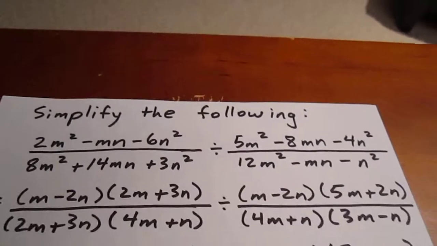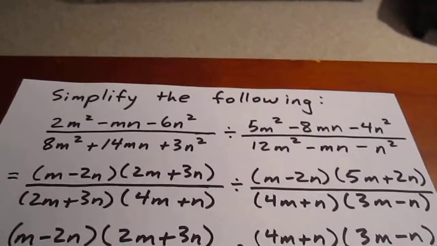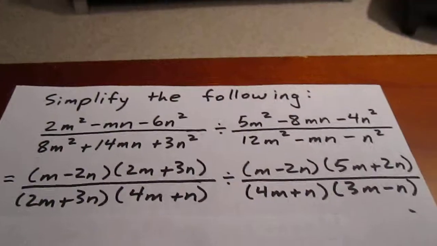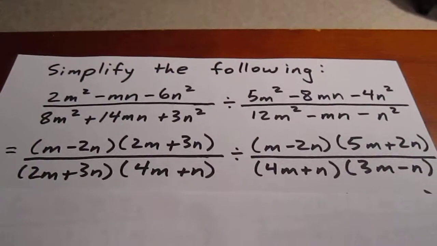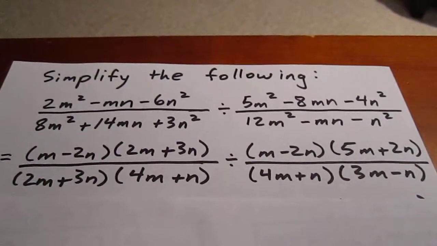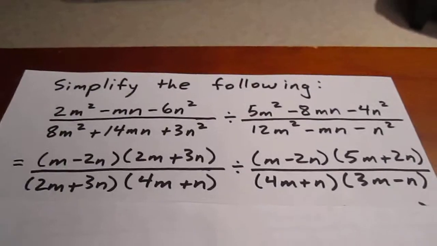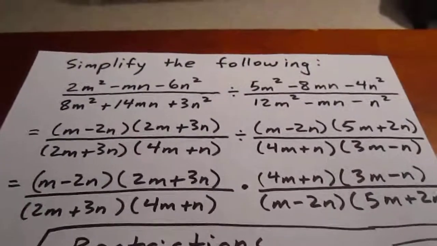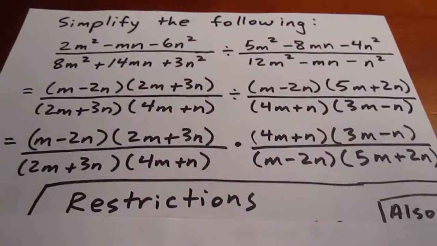So we factor the first numerator and denominator and factor the second numerator and denominator. We do this before inverting and multiplying. In the second step, we simply invert and multiply. And this is what we have.